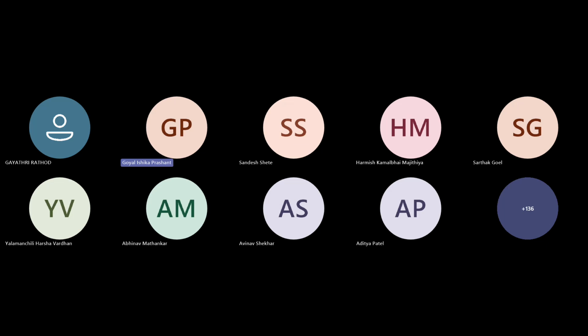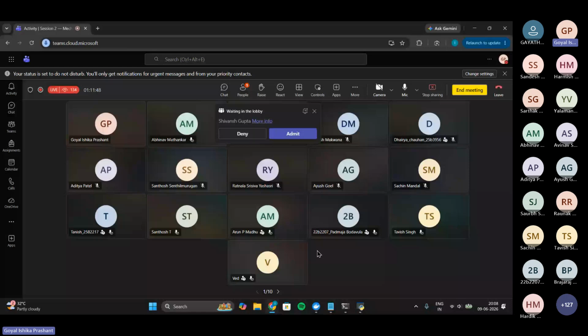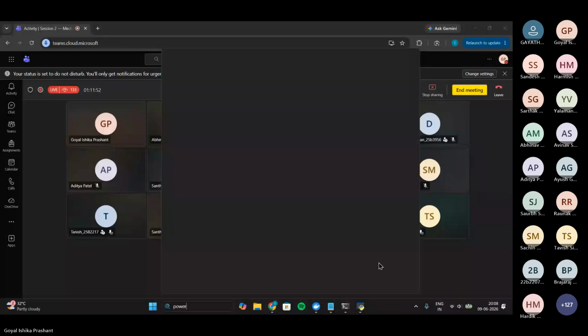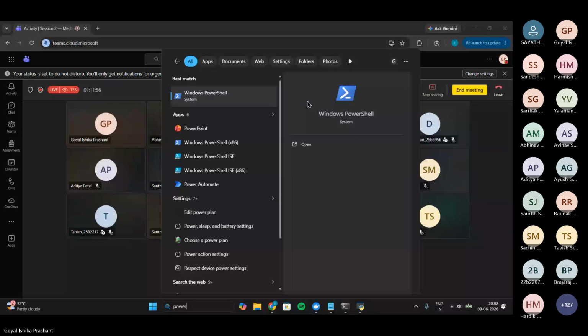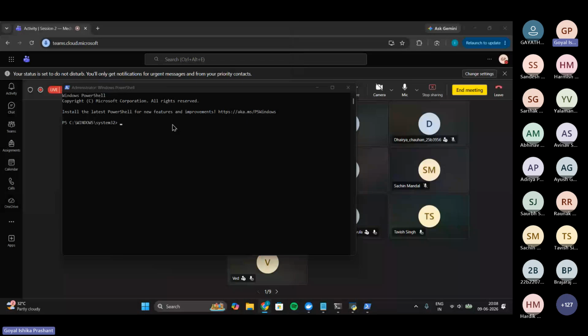Okay, for all the Windows users, first open your PowerShell as administrator. Let me repeat, you have to do this with me, okay? All right. So the first thing that we have to do is install WSL.